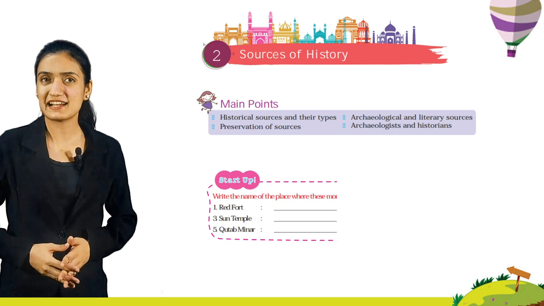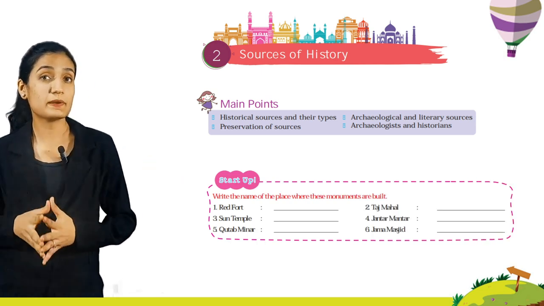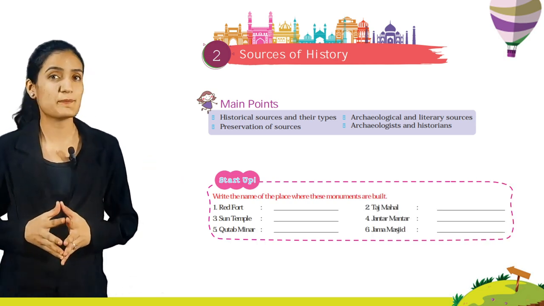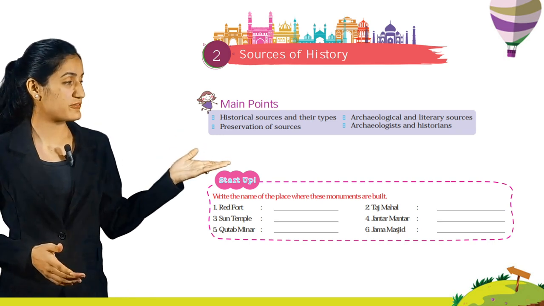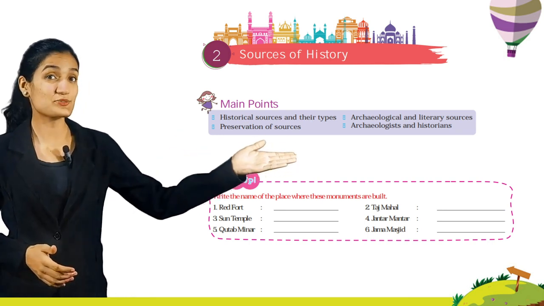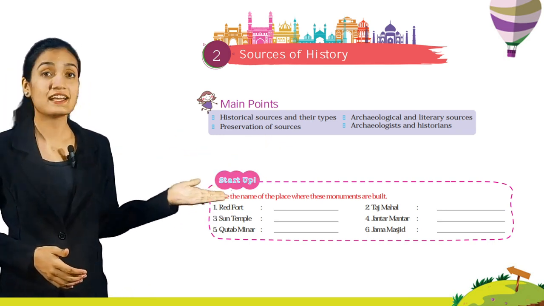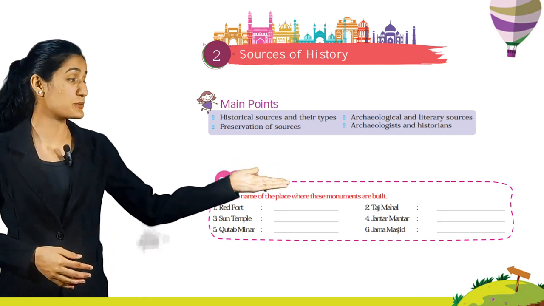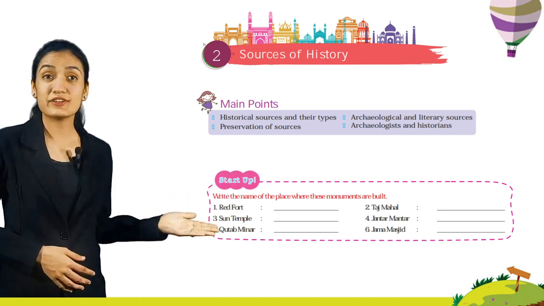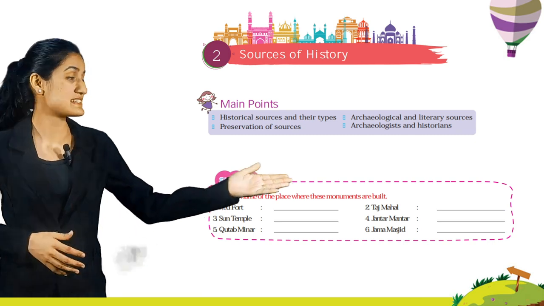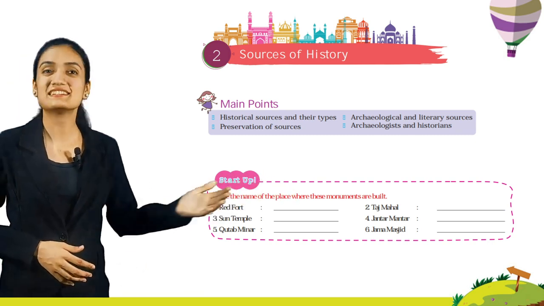So class, let's start. Write the names of the place where these monuments are built. First, Red Fort. Second, Taj Mahal. Third, Sun Temple. Fourth, Jantar Mantar. Fifth, Qutub Minar. Sixth, Jama Masjid.